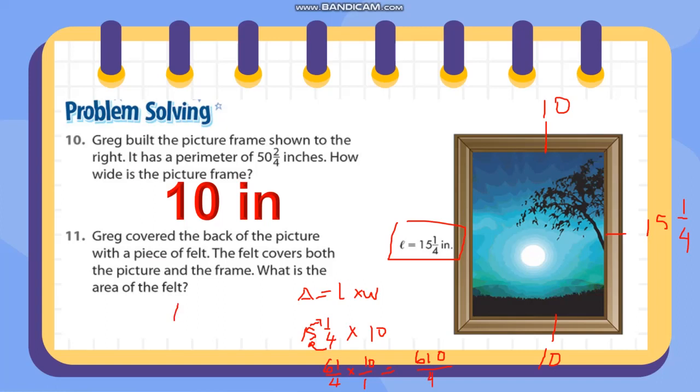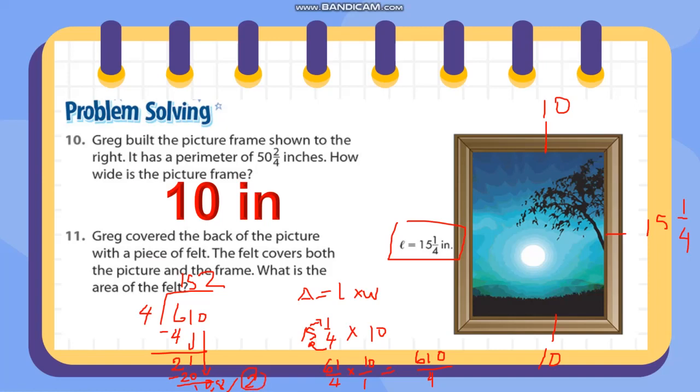So how am I going to simplify that one? 610 divided by 4. 6 divided by 4 is 1. 1 multiplied by 4 is 4. And 6 minus 4 is 2. Then bring down 1. 21 divided by 4 is 5. 5 multiplied by 4 is 20. Then 21 minus 20 is 1. Then bring down 0. 10 divided by 4 is 2. 2 times 4 is 8. 10 minus 8 is equivalent to 2.